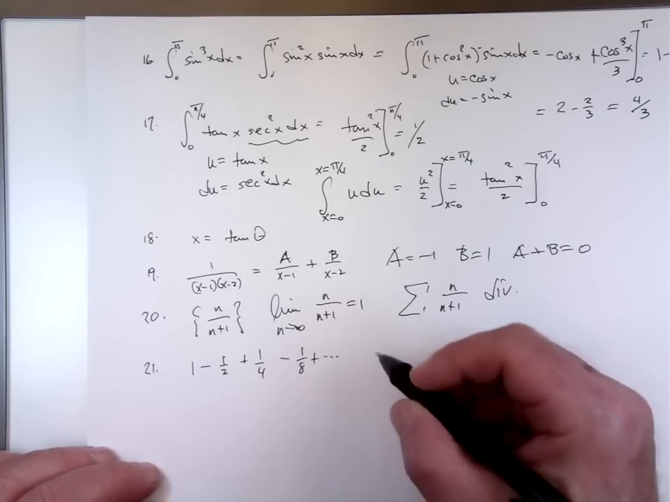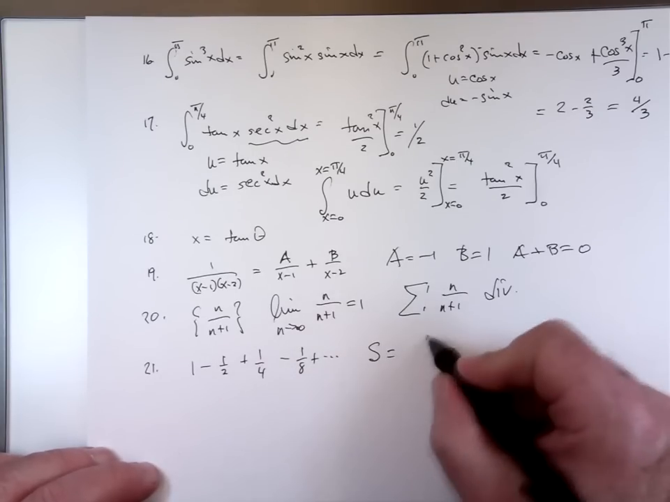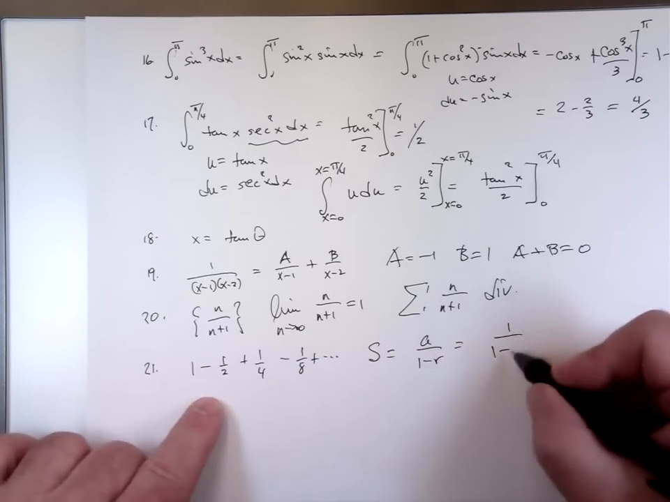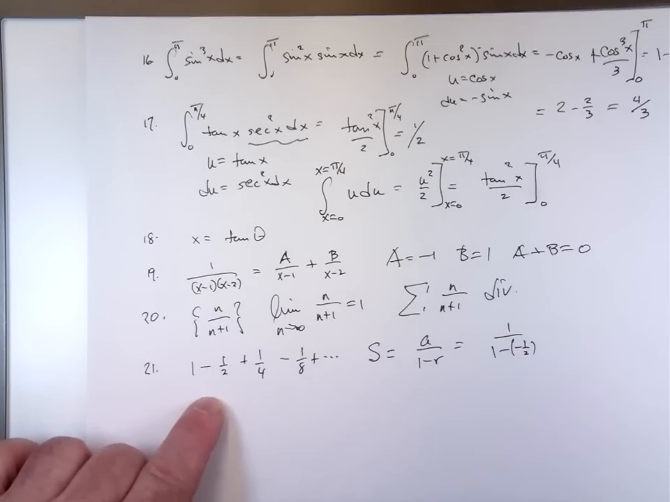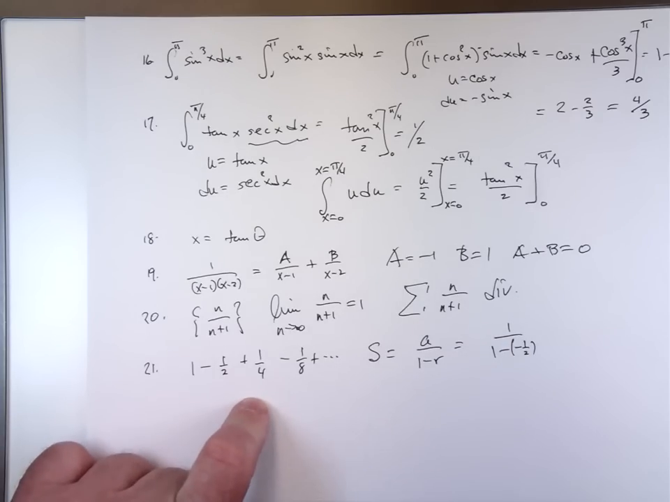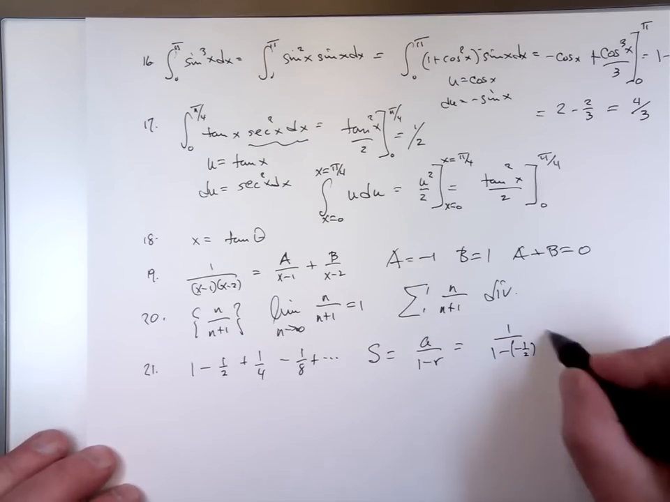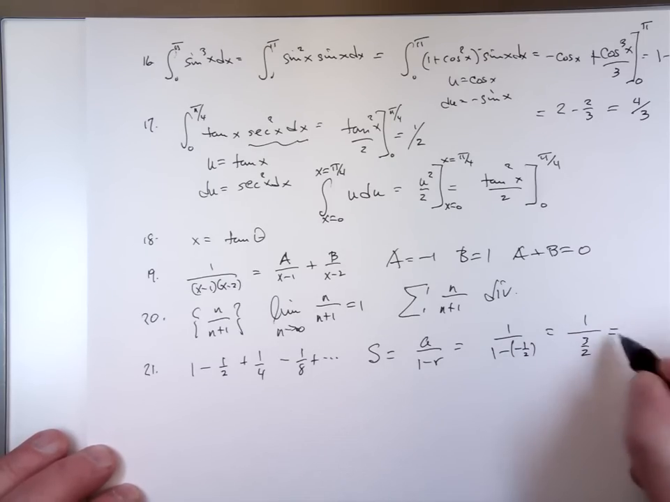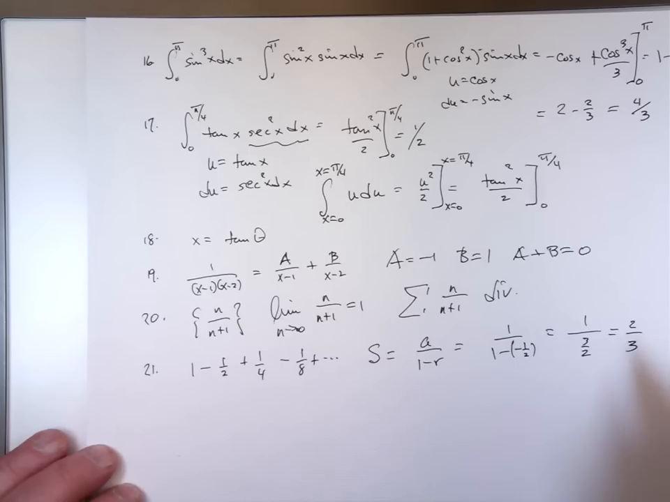All right, the sum is equal to a over 1 minus r. A is 1. R is negative 1/2. Okay, that's the common ratio. That's what you multiply each term by to get the next term. So it's 1 over 1 minus a negative 1/2, 1 plus 1/2, which is 3/2, and 1 over 3/2 is, like Yarick says, 2/3.